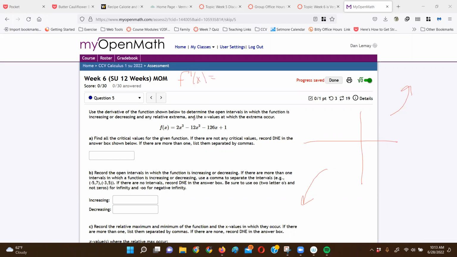What's the derivative of that? So I'm going to get 6x squared minus 24x plus 126. And then to get the critical values, I want to know when that is equal to 0. Well, it's a quadratic, so I could use the quadratic formula, but I also noticed that I can divide everything by 6. So 6x squared divided by 6 is x squared. Negative 24x divided by 6 is negative 4x. And then 126 divided by 6 is 21.